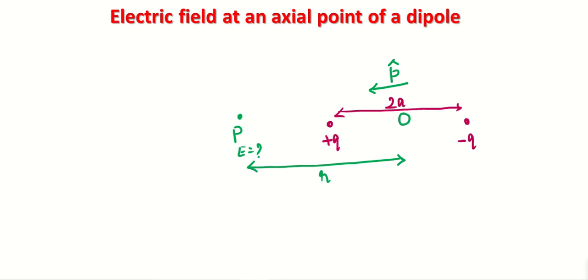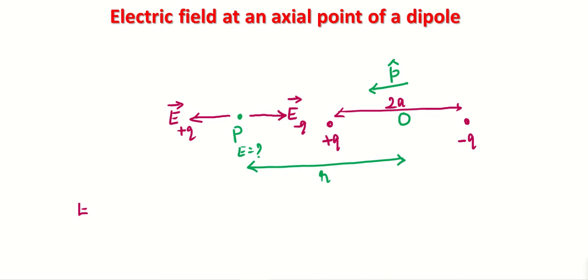So first, the electric field due to plus q charge at point P. For a plus q charge, the electric field will always be out of the positive charge. So this is the direction of the electric field due to plus q charge. Similarly, the electric field at point P due to minus q charge: for a minus q charge, the electric field will be towards the minus q charge. So this will be the direction of the electric field due to minus q charge. Now we have to find the total electric field at point P. If the diagram is correct, you can write the mathematical expression clearly without any doubt.